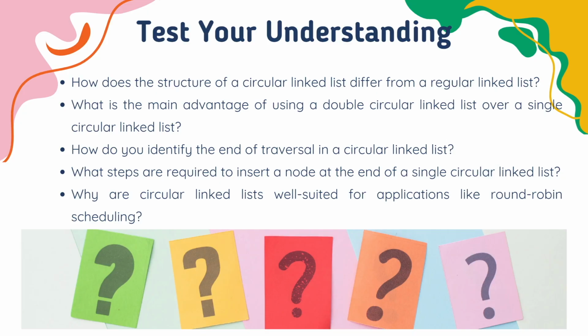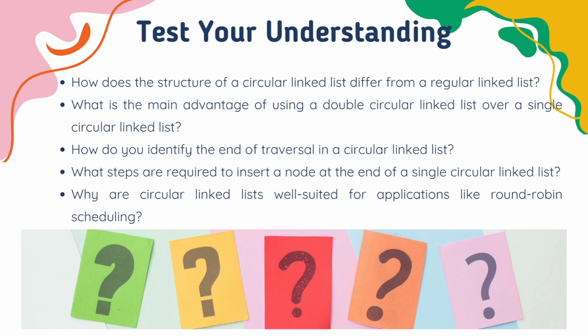So, having studied the concept of circular linked list, let us now check our level of understanding of the concepts which we have learned so far. The first question is, how does the structure of a circular linked list differ from a regular linked list? In a regular linked list, the last node's address would be null, and in case of a circular singly linked list, the last node's address would contain the address of the first node in that list.